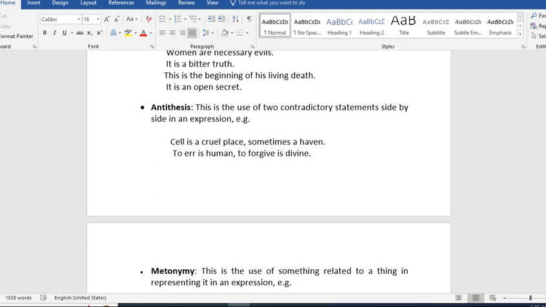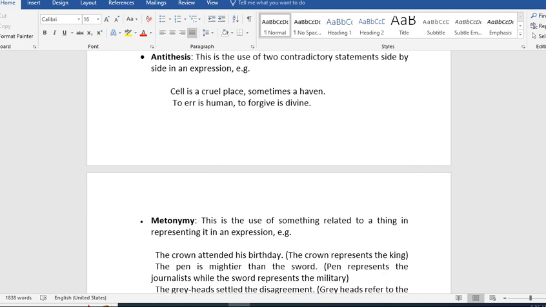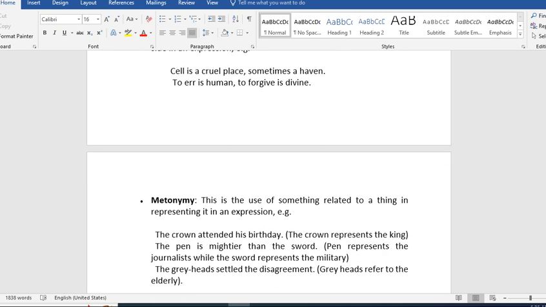And it brings this beauty to literature. Antithesis. This is the use of two contradictory statements side by side in an expression. You know, the first one, oxymoron, has to do with the use of contradictory words. But antithesis has to do with contradictory expressions, right? Side by side.